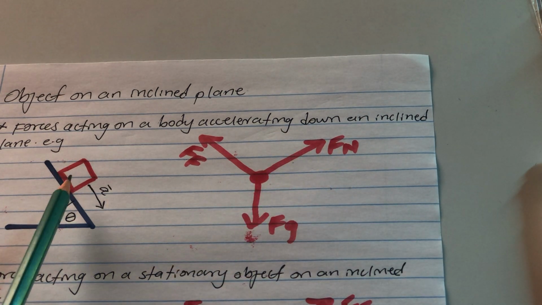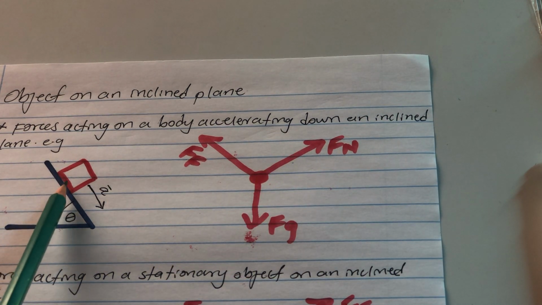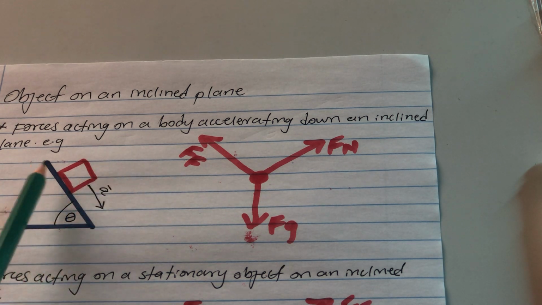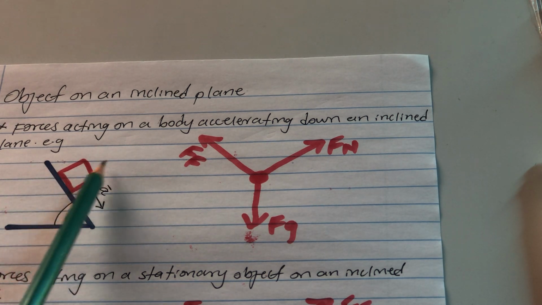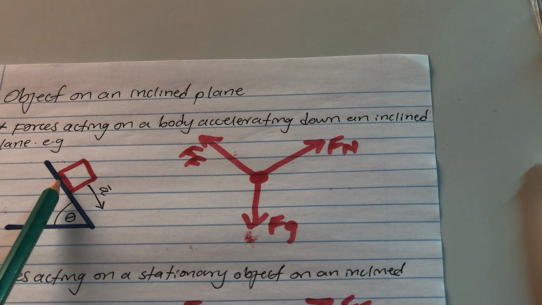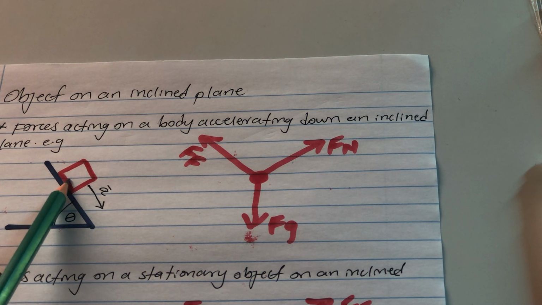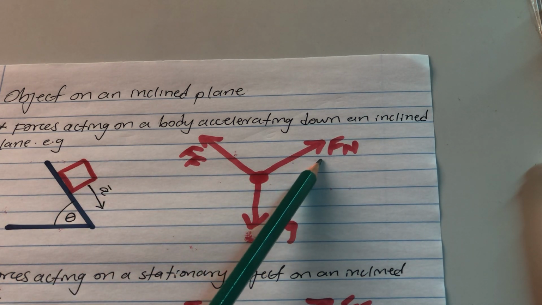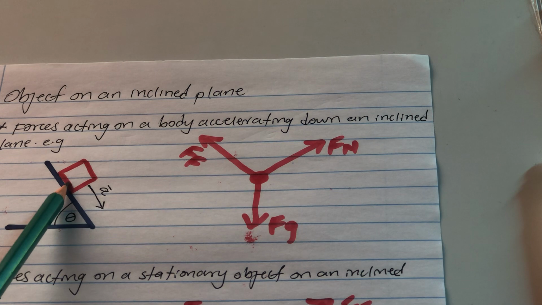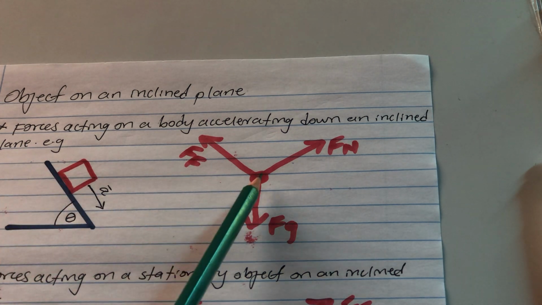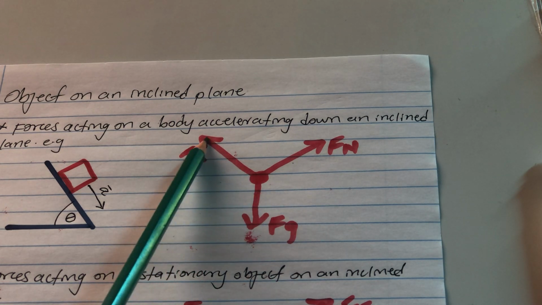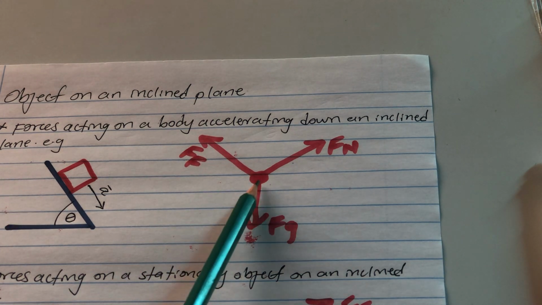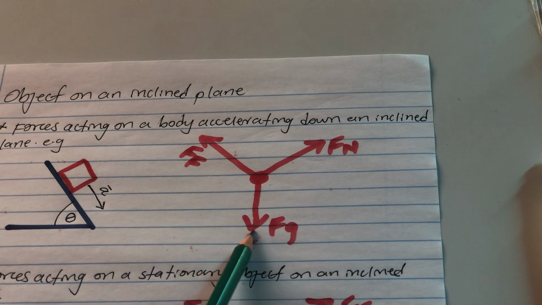Fn, normal force. Remember, the normal force must be perpendicular to the surface. Normal force must be perpendicular to the surface. And my normal force will be drawn from the surface in this direction, like what I've done here. Because it is accelerating downwards, there is a frictional force which is pointing up the inclined plane. And our Fg is always pointing vertically downwards.